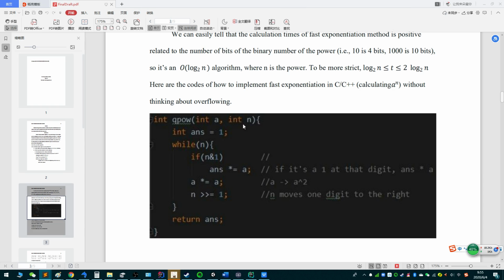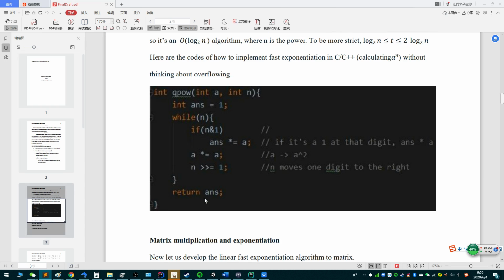Without considering the overflowing, because it's an integer, so it may overflow. Due to the lack of time, I am not going to explain the code in this presentation today, but it's very easy to understand, and it's just doing what I just said, converting the power, which is n here, to a binary number, and taking care of each bit, which is n1. We shift n to take care of each bit.